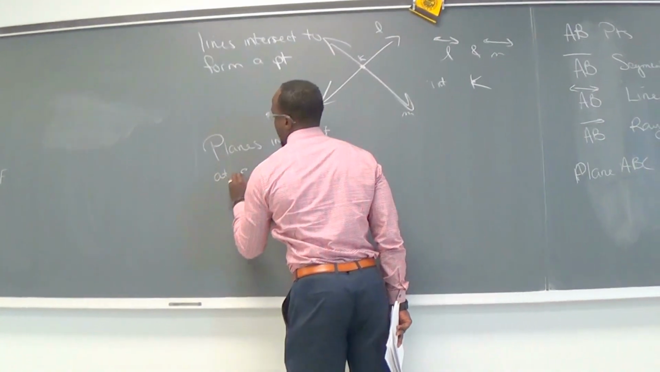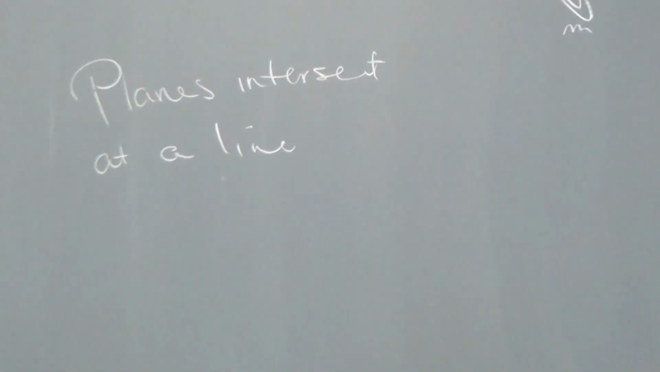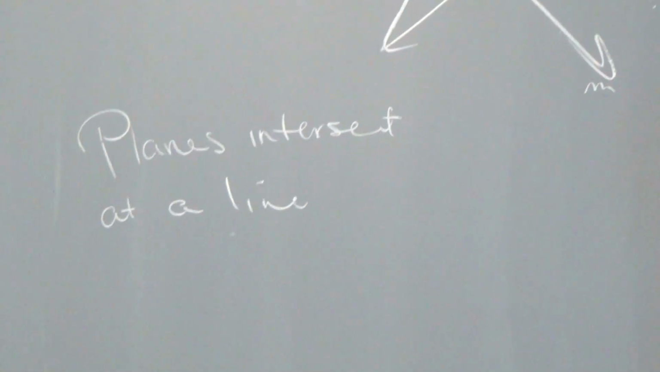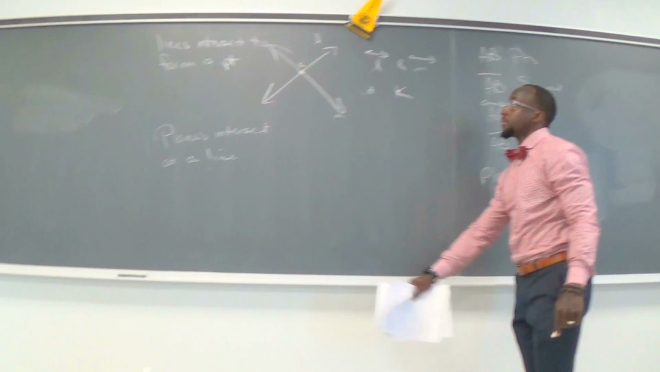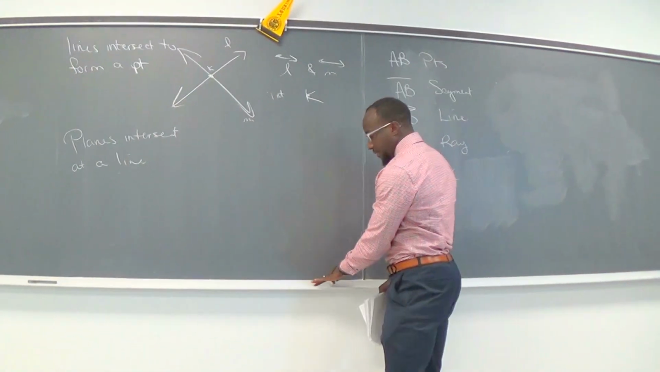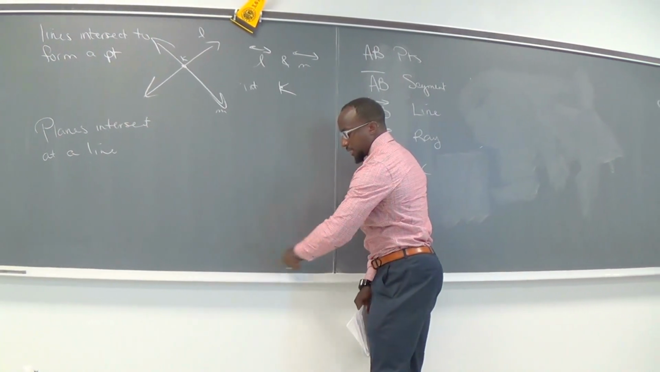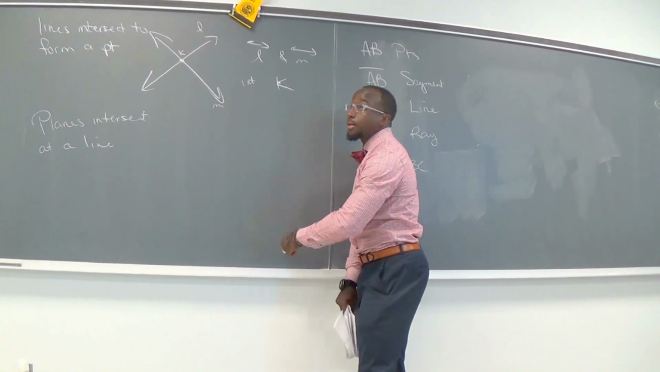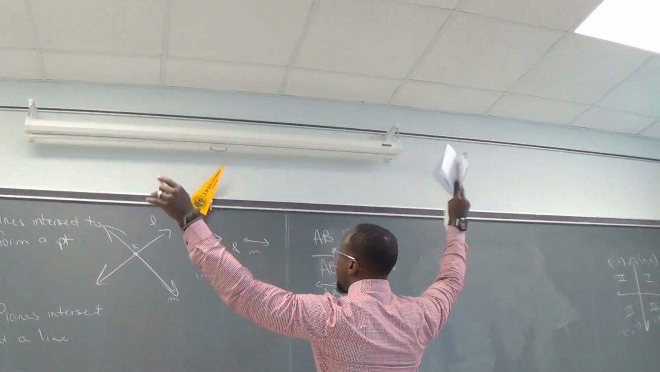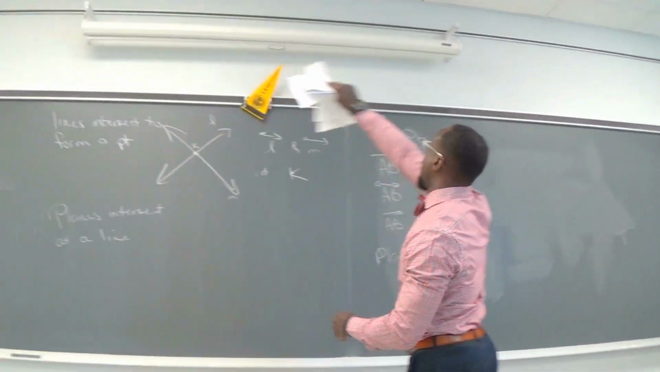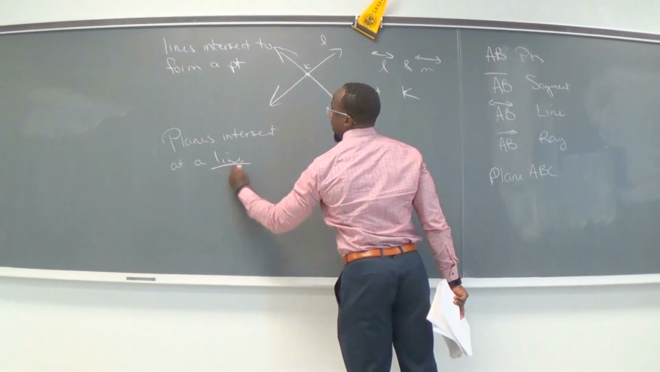Planes intersect at a line. So, for instance, if this wall is a plane and this floor is a plane, they intersect at this corner, this crease, right? This board is a plane. It intersects at this crease, this line here. Even with the ceiling, which is a plane, and the wall again, they intersect at this line here. So planes intersect to form a line.